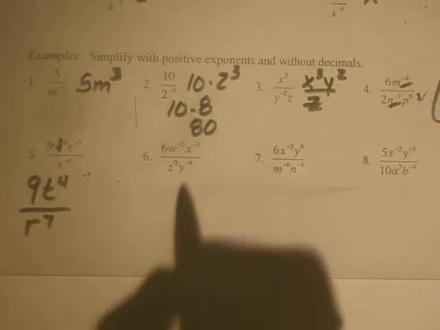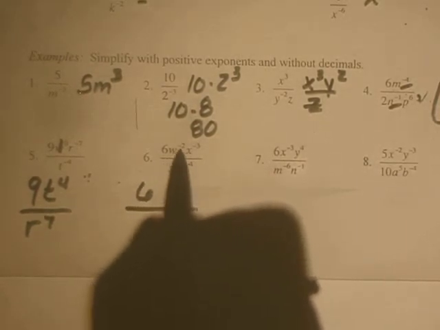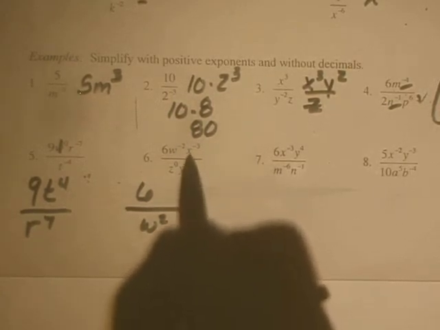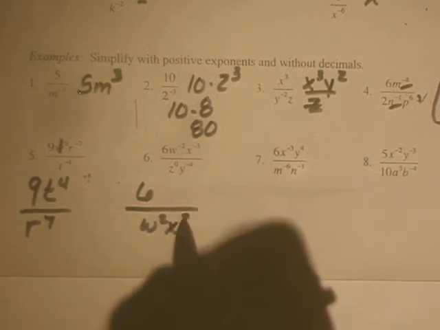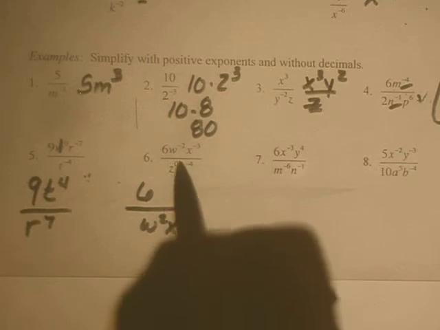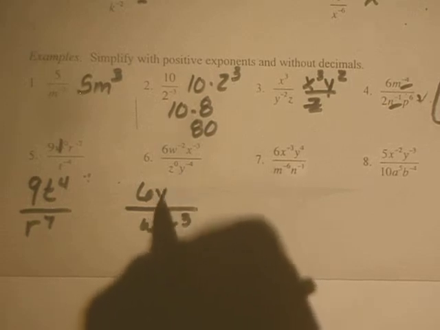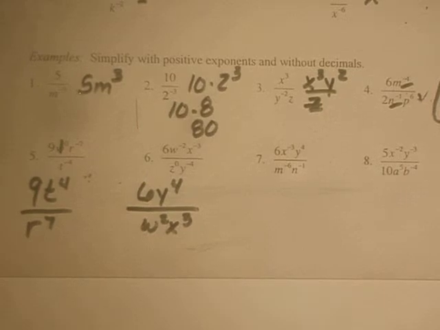Number 6, the 6 stays right there on the top. W to the 2nd, it's a negative on the top, so we're going to move it to the bottom. That x is to the negative 3rd, so that's going to move to the bottom. Anything to the 0 power is 1, and that y to the negative 4th, it's a negative, so it moves to the top. So the w, the x, and the y switch spots.